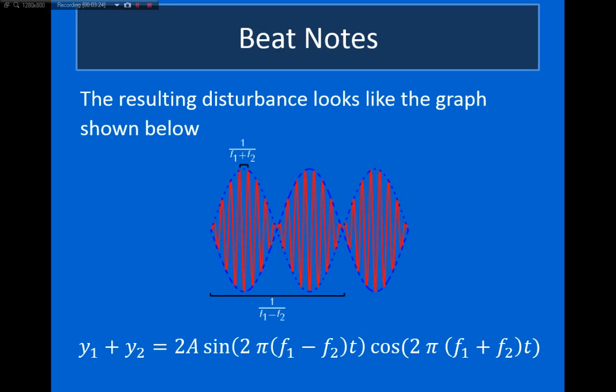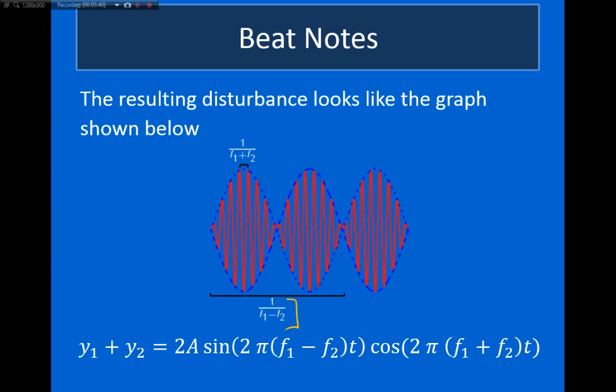Now it's important to understand that these frequencies have to be very close in order for this phenomenon to work. If these two frequencies were very far apart, then this thing would happen very quickly, and you wouldn't be able to hear the changes in the amplitude anymore.